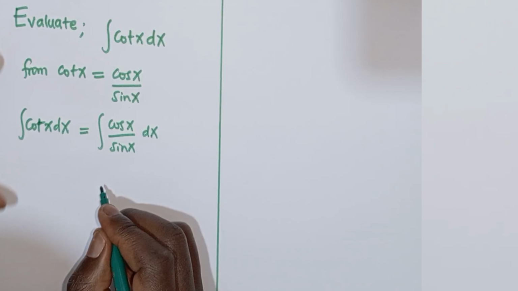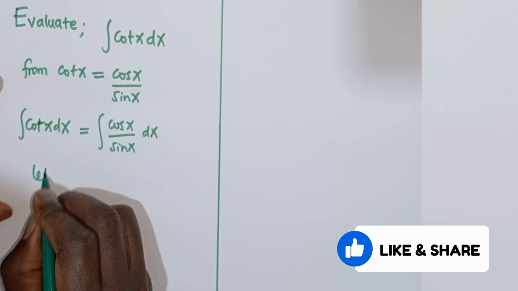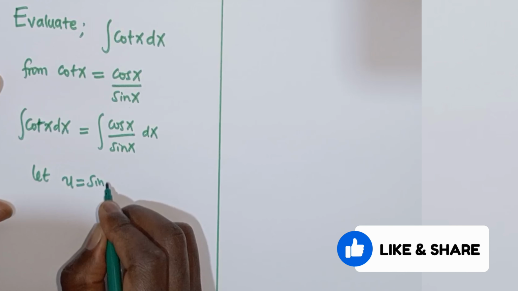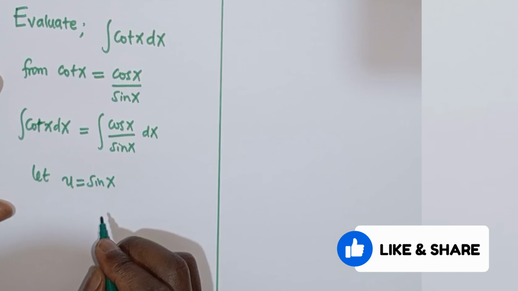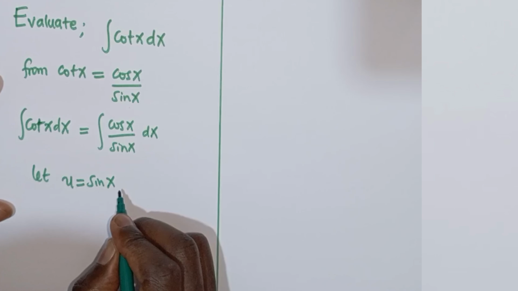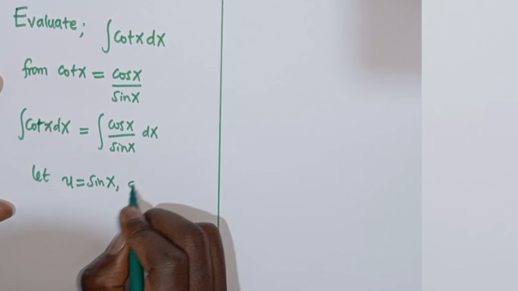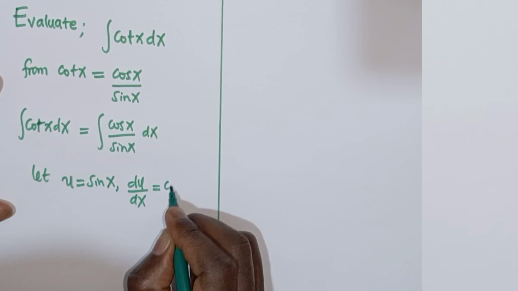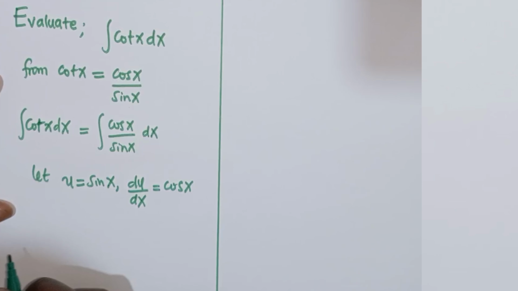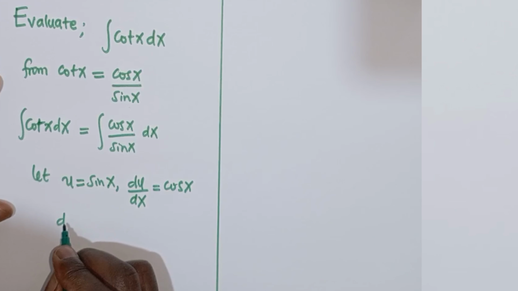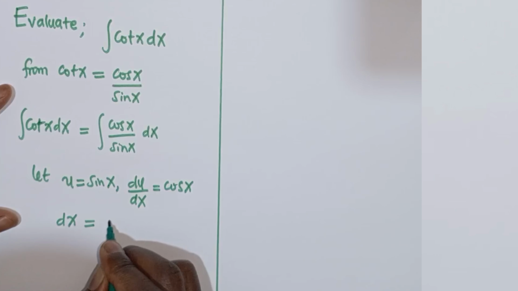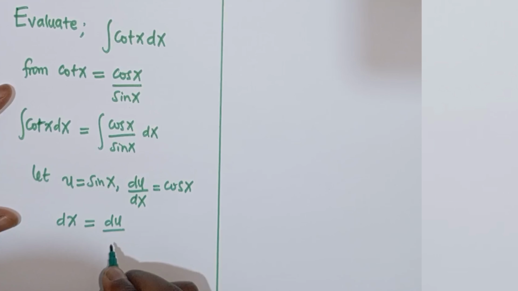So we use change of variables. We let u be equal to sine x. Differentiating it, we shall have du dx is equal to cos x. So we make dx the subject, so dx is equal to du out of cos x.